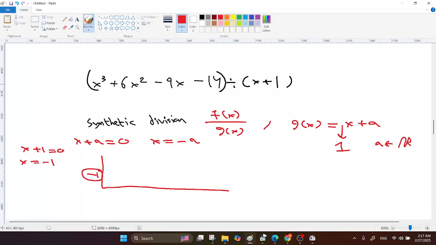Now the coefficients of f of x, the dividend, okay? x cubed plus 6x squared minus 9x minus 14. The coefficient of x cubed is 1. The coefficient of x squared is 6. The coefficient of x is minus 9. And then you write the constant term, minus 14.